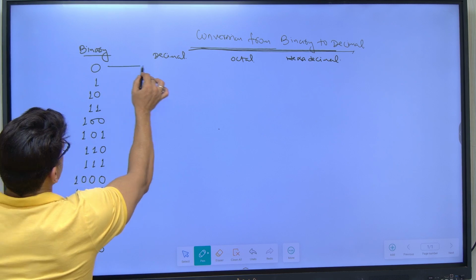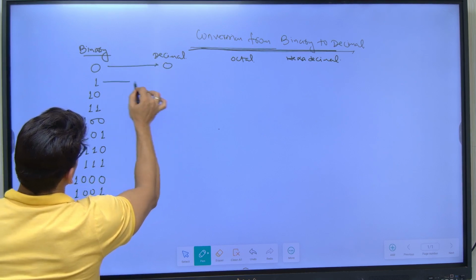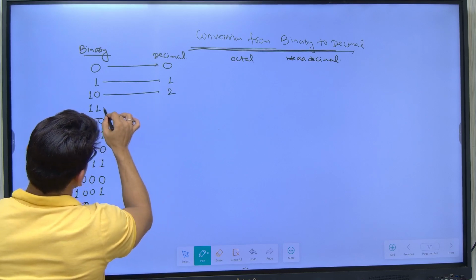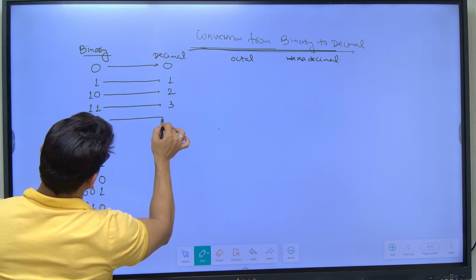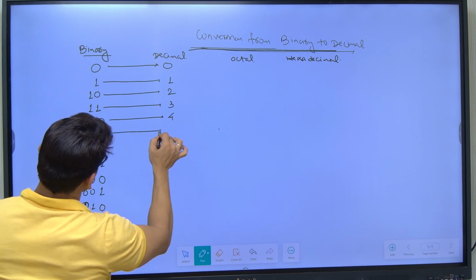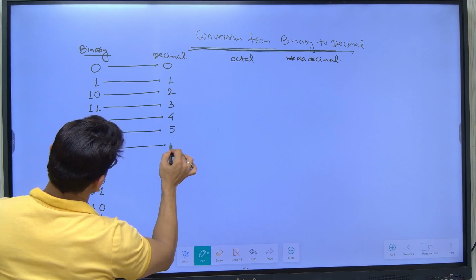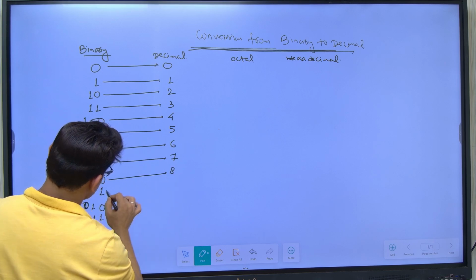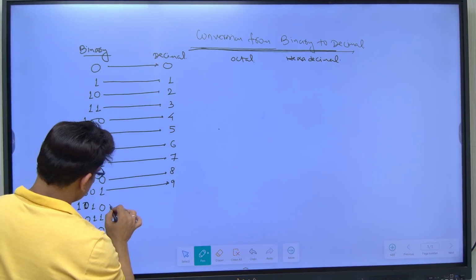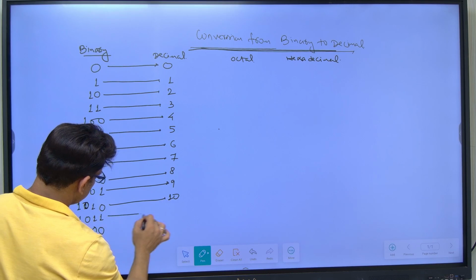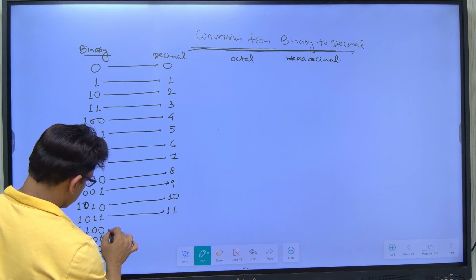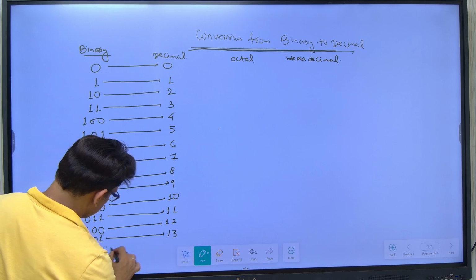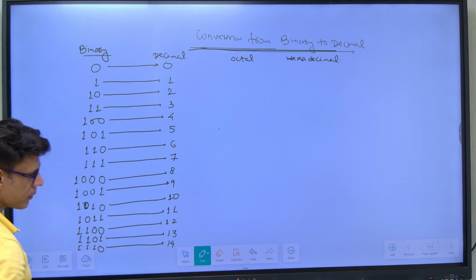Now in decimal, your 0 is always equal to 0, and 1 is equal to 1. But this is nothing but equal to 2 in decimal. This is nothing but equal to 3. This is equal to 4. This is equal to 5. This is 6. This is 7. This is 8. This is 9. This is 10. This is 11. This is 12. This is 13. This is 14, and so on.